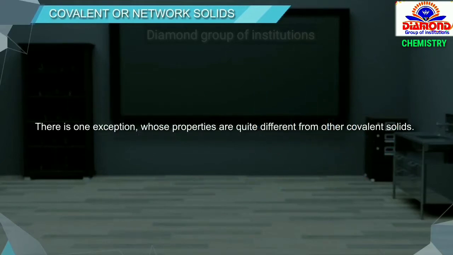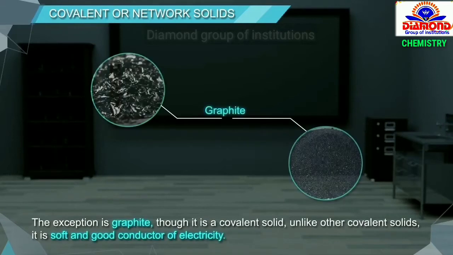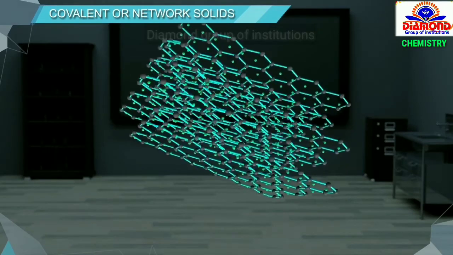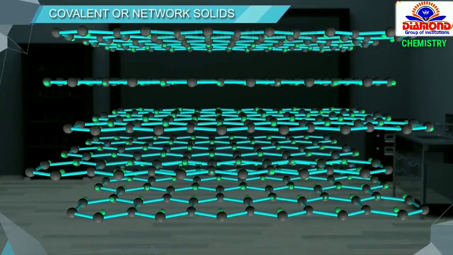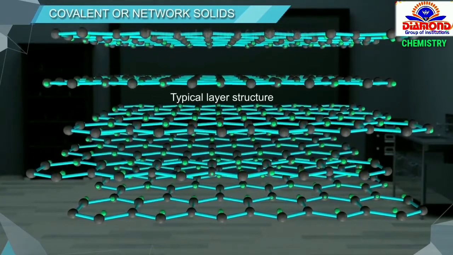However, there is one exception whose properties are quite different from the other covalent solids. Let us study that exception. And the exception is graphite. Though it is a covalent solid, unlike other covalent solids, it is soft and a good conductor of electricity. This exceptional behavior of graphite is due to its typical layer structure.